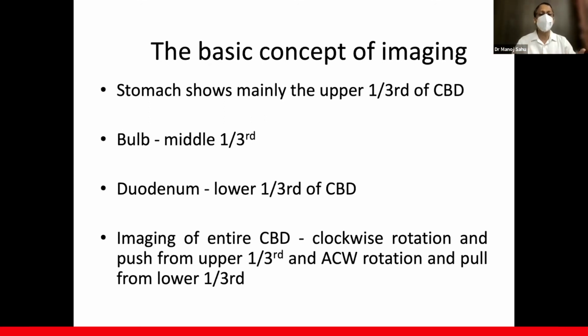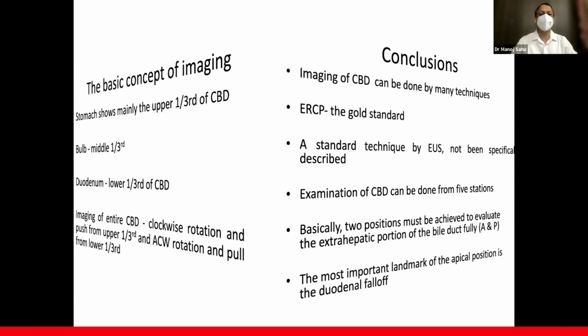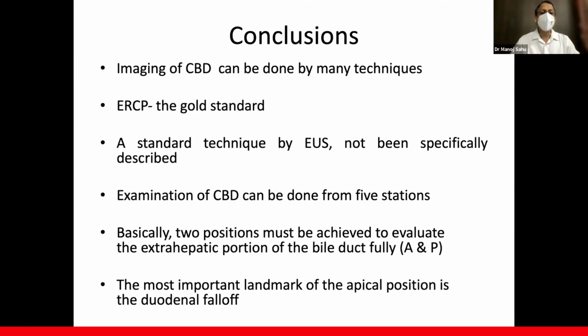Imaging of the entire CBD is extremely important. By clockwise rotation and push from the upper 1/3, and anti-clockwise rotation and pull from the lower 1/3, you can see the rest of the CBD, and you can see the complete CBD. Imaging of the CBD can be done by many techniques. There are 5 stations. From different stations, you can image the CBD. ERCP is still the gold standard. A standard technique for imaging of the CBD has not been specifically described. Examination of the CBD, as I told, is from different stations.